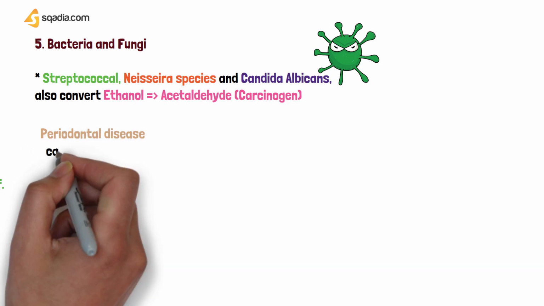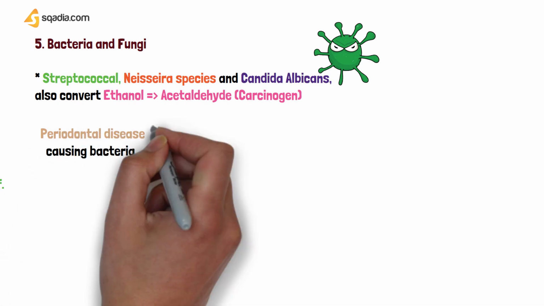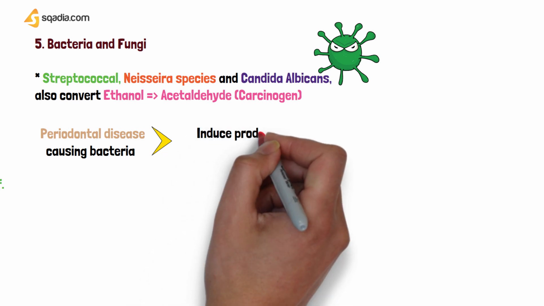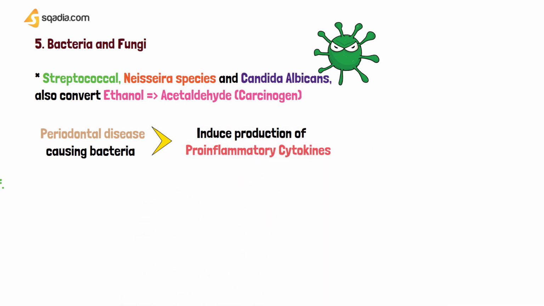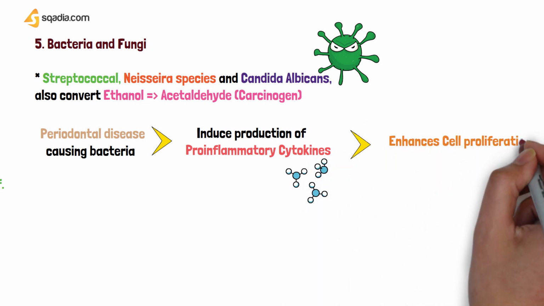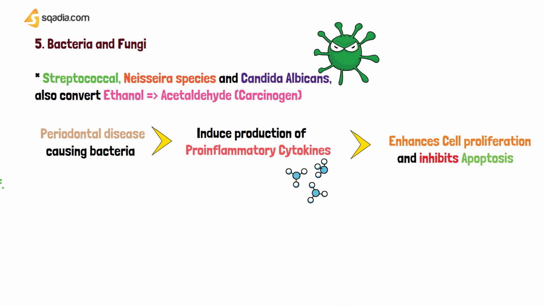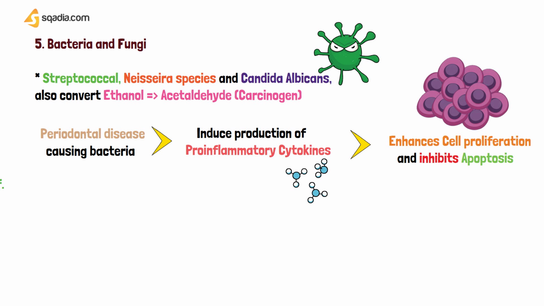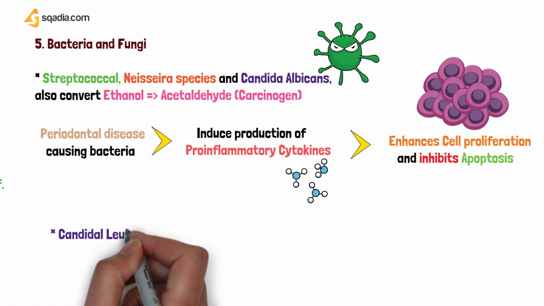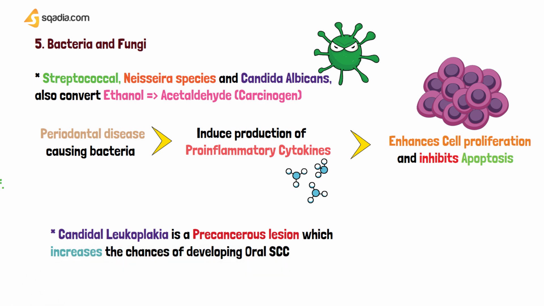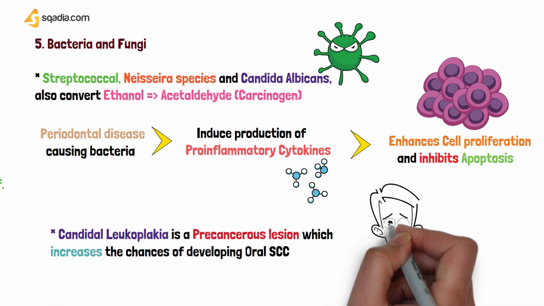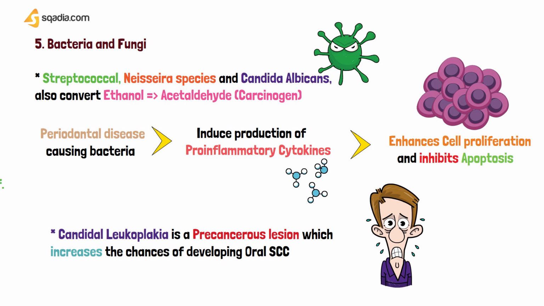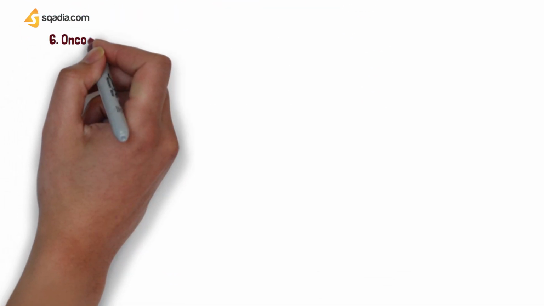Also, in some of the periodontal diseases, the bacteria induce the production of pro-inflammatory cytokines, which are basically cytokines that upregulate and enhance the inflammatory process. So cell proliferation increases and apoptosis, the programmed cell death, decreases. That causes an imbalance in cell division. Also, a type of leukoplakia known as candida leukoplakia is a precancerous lesion, and it increases the risk of developing oral squamous cell carcinoma. Next is oncogenic viruses.